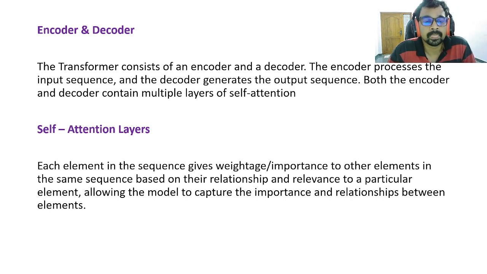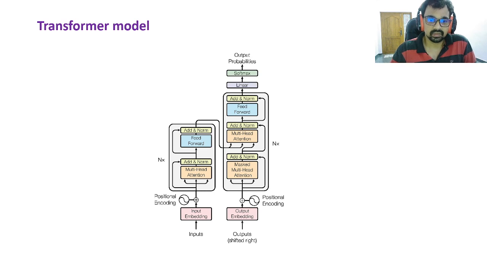Encoder and decoder. The transformer consists of an encoder and a decoder, where the encoder processes the input sequence and the decoder generates the output sequence. Both the encoder and the decoder contain multiple layers of self-attention. The first one is the encoder and the second one is the decoder.